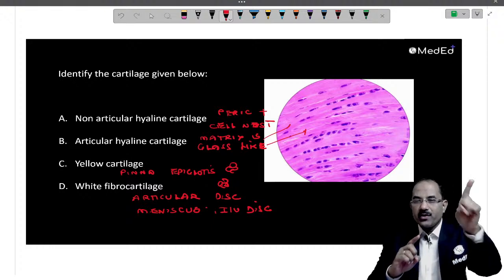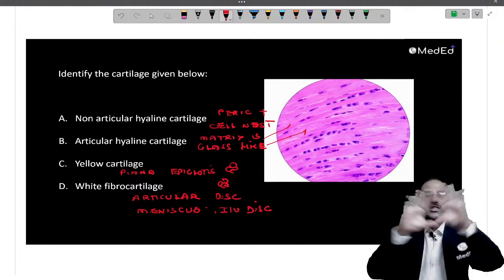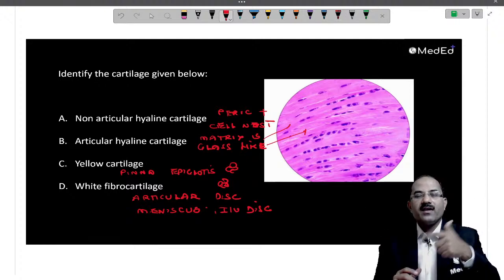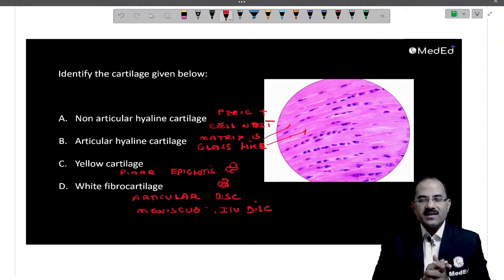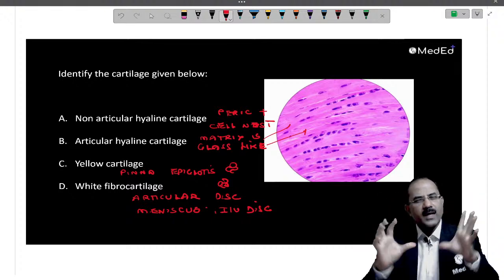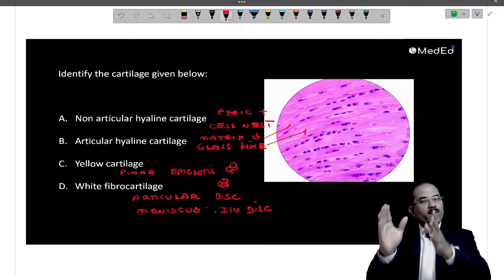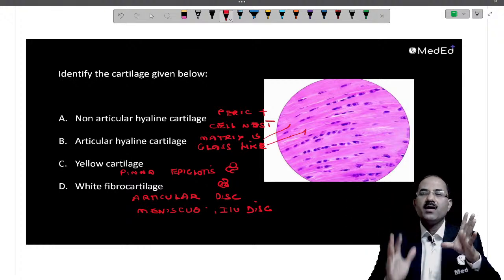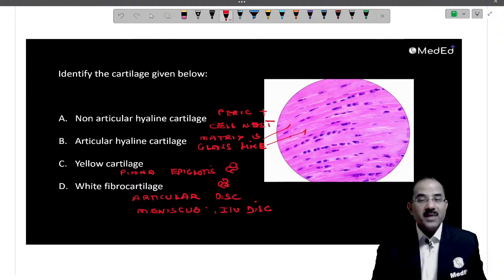Hyaline cartilage: perichondrium is present, chondrocytes are found in groups, that's cell nest, and the matrix is amorphous, ground-glass appearance. Examples are thyroid cartilage, cricoid cartilage, the trachea. Coming to the elastic cartilage, we get elastic fibers in the matrix, perichondrium is present, chondrocytes are large in size. Examples are epiglottis and the pinna. Coming to the white fibro cartilage, perichondrium is absent, chondrocytes are small in size, and plenty of collagen fibers. Examples are intervertebral disc, articular disc, menisci.